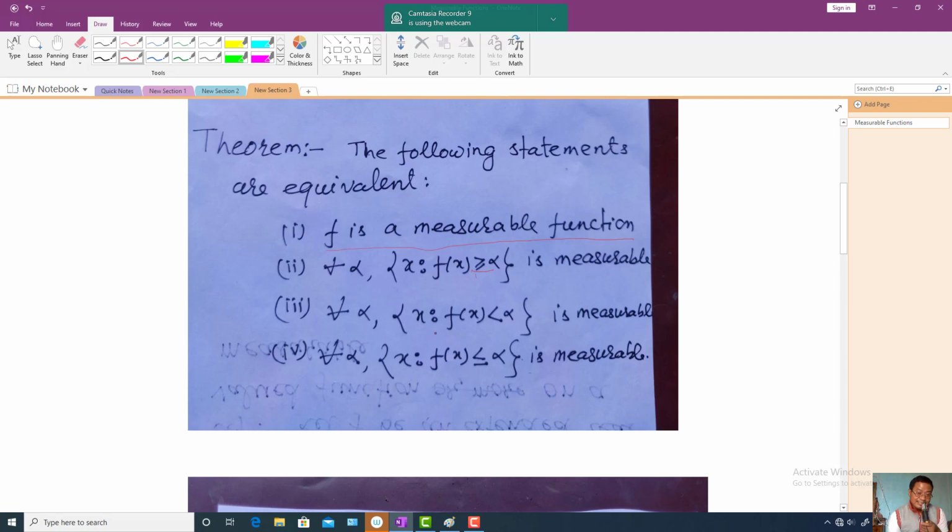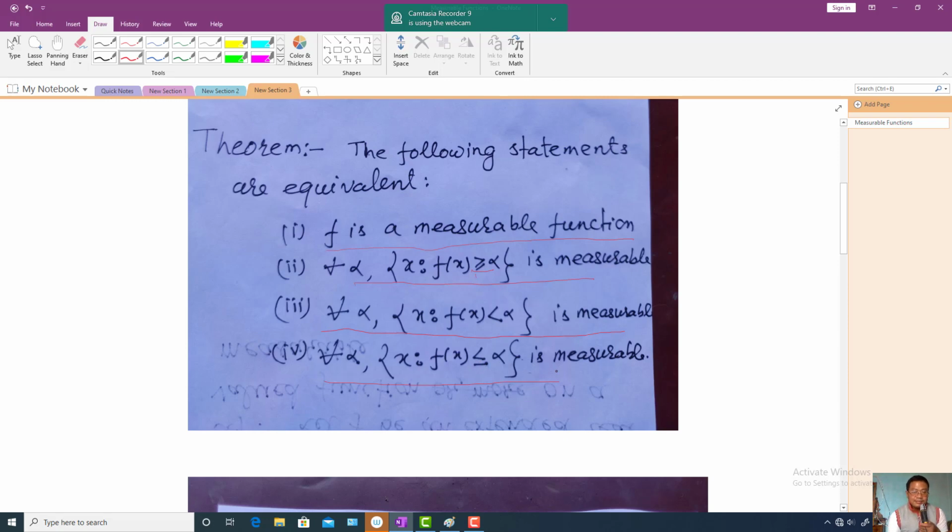Now this one is what? The set of x such that f of x is strictly less than alpha is also measurable. Okay. If the function is measurable, this statement is true. If this statement is true, this statement is also true. Again, lastly, if this statement is true, this is also true. What does it say? It says that for all alpha, the set of x such that f of x is less than or equal to alpha, here strict less than was there, here equal to is included.